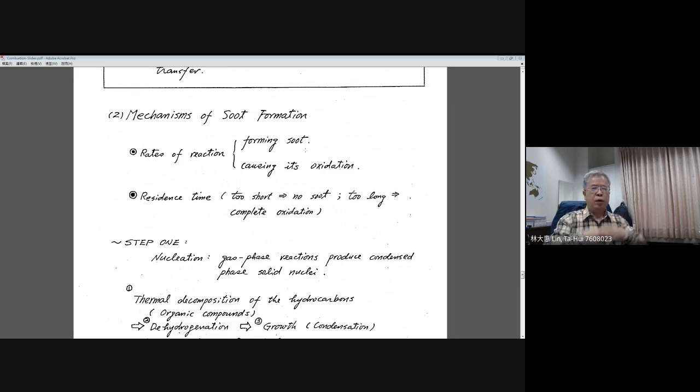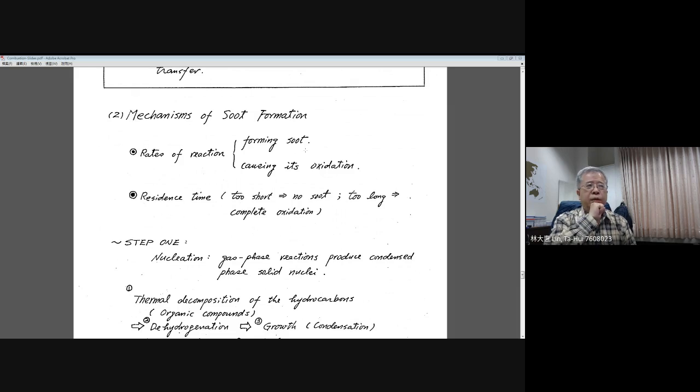When you put those fossil fuels into your combustion chamber, they will experience a high temperature. Then the first step, they need to cut their chemical chains to release carbon atoms and also hydrogen atoms. This is the first step. They need to have a so-called decomposition, and the rate of that decomposition is a key factor because they will release carbon atoms.